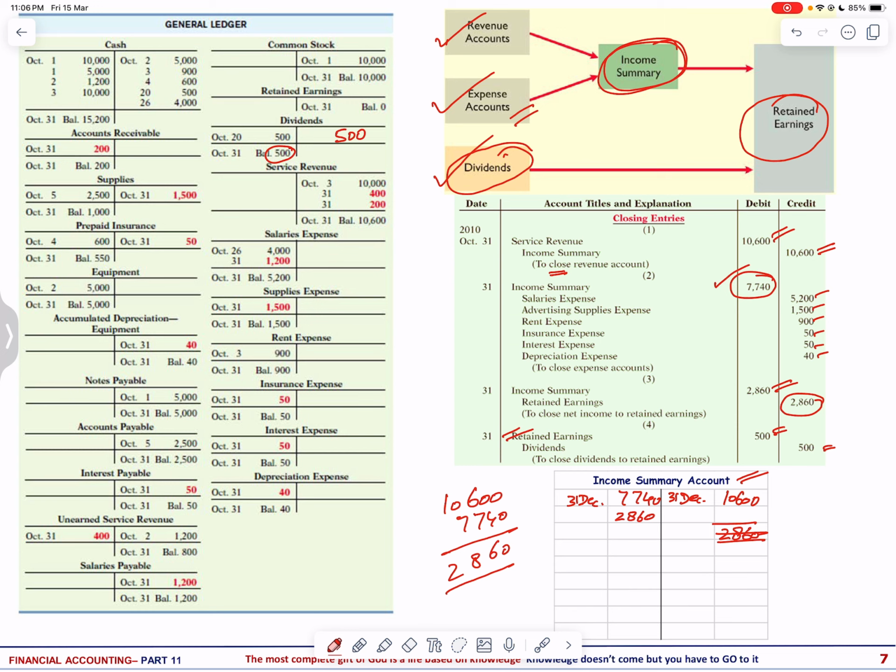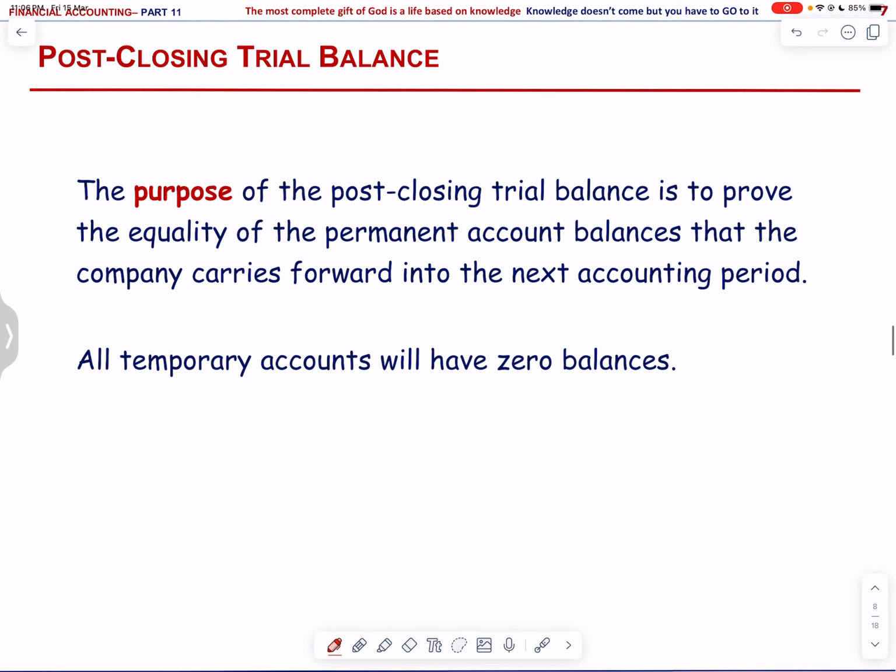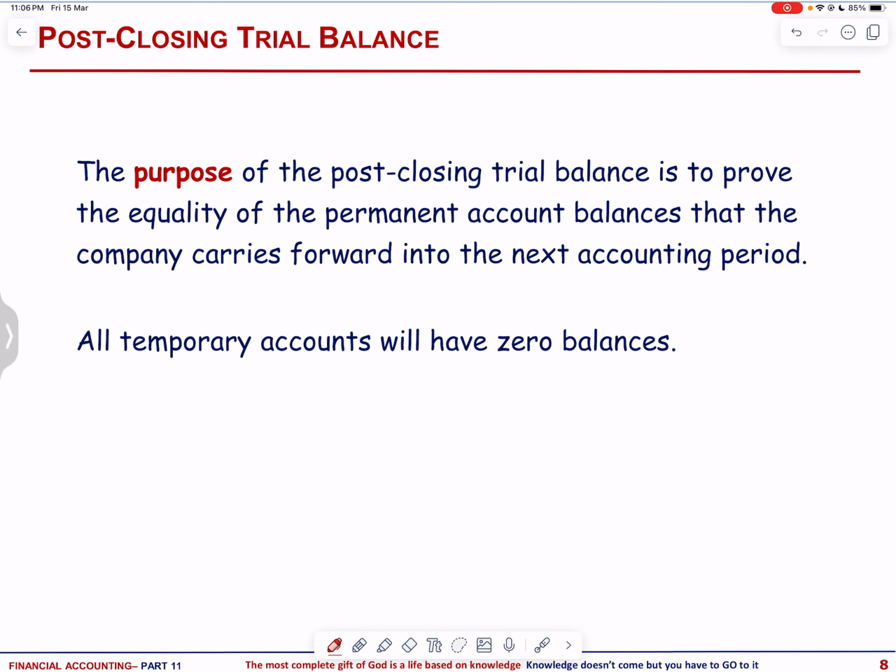And after journalizing and posting all the closing entries, yet another trial balance is going to be prepared, what we call a post closing trial balance. Now, the purpose of the post closing trial balance is to prove the equality of the permanent account balances. Because after the closing entries, all the temporary accounts will have a zero balance, that is, revenue, expense, and dividend will have a zero balance. So we are going to ensure the equality of the permanent account balances that the company carries forward in the next accounting period. Don't forget that all temporary accounts will have a zero balance after we record the closing entries.